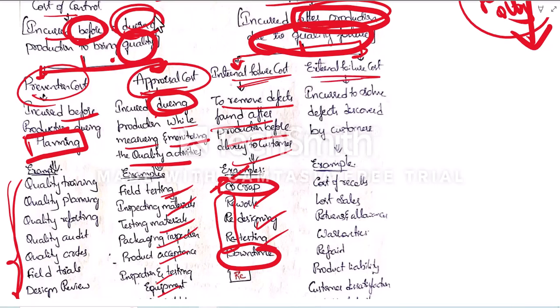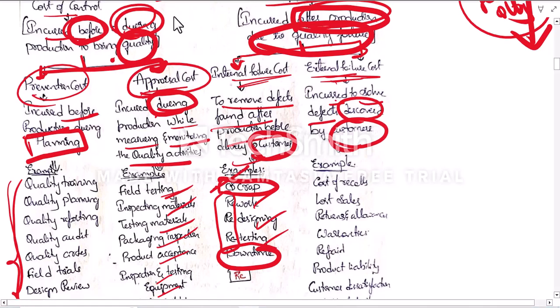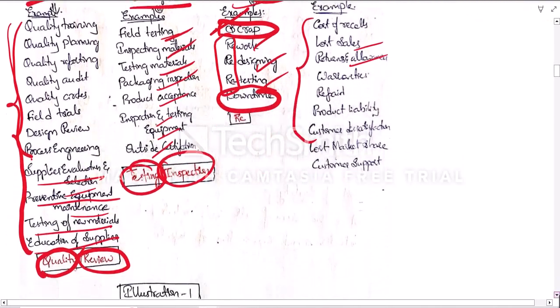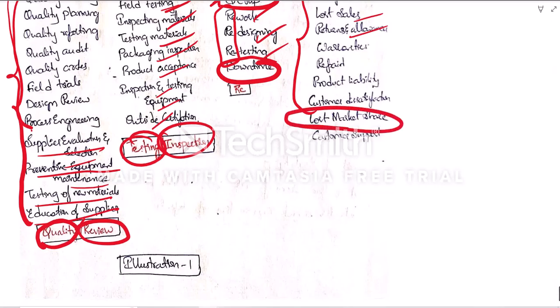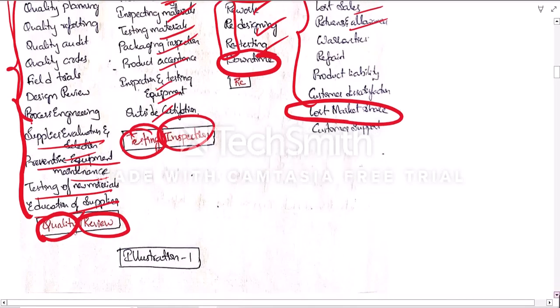Next, external failure cost. This external failure cost will be incurred to solve the defects discovered by the customer. See, the previous one is before delivery to the customer, this is after delivery to the customer. The customer will find the defects and we need to solve that. Examples: cost of recalls, lost sales, returns and allowances, warranties, repairs, product liability, customer dissatisfaction, lost customer share, lost market share. This also comes under external failure cost, and customer support.